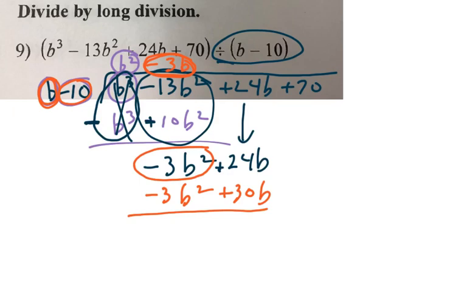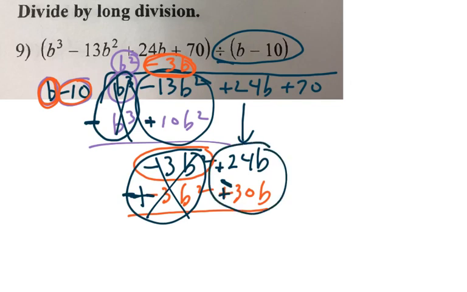Now here comes the key step again. When I minus, this negative becomes a plus. This plus right here becomes a minus or a negative, right? So notice right here, 3 minus 3 is 0. Right here, 24 minus 30 is negative 6b. What do I do again? Bring down the final term, the plus 70.